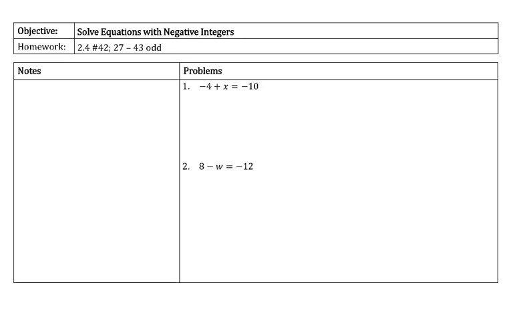Today we're going to be talking about solving equations with negative integers. Here's the homework from 2.4. Make sure you've got your notes packet to the right page and that you have your pencil, maybe an extra pen to help highlight something as we work through the problems. All right, let's get started.